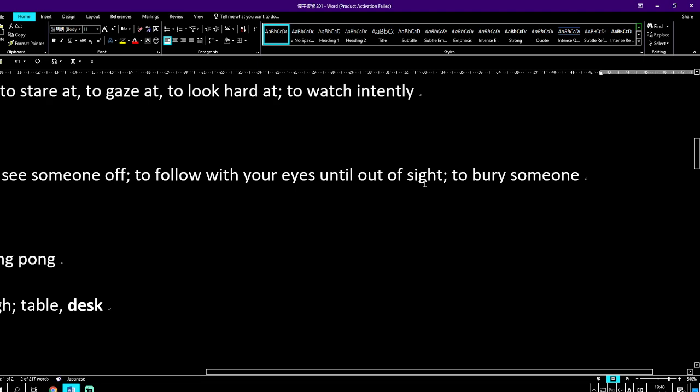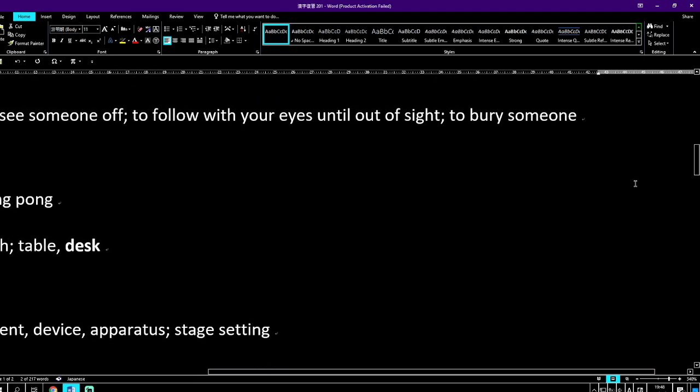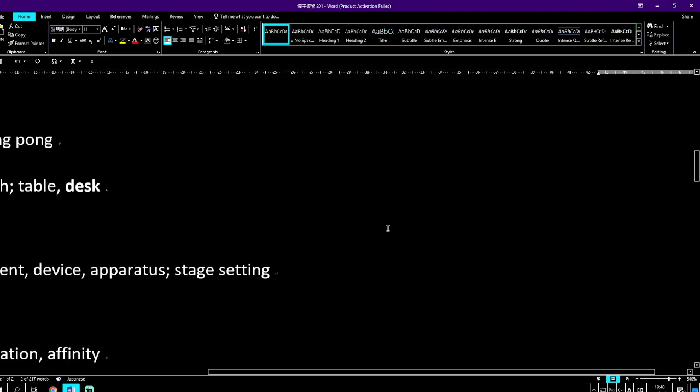Next is ping pong. Ping pong is takyu, with our table and our ball. Takyu is ping pong. An equipment, device, apparatus, or stage setting is a sochi. On the left side is the kanji for clothing or attire, and chi on the right side is for something previously set up. Sochi is a device or apparatus or a stage setting.